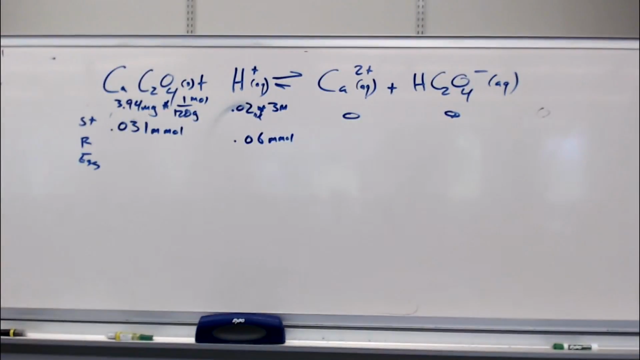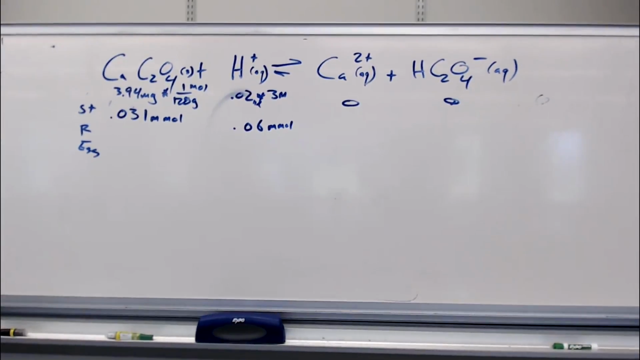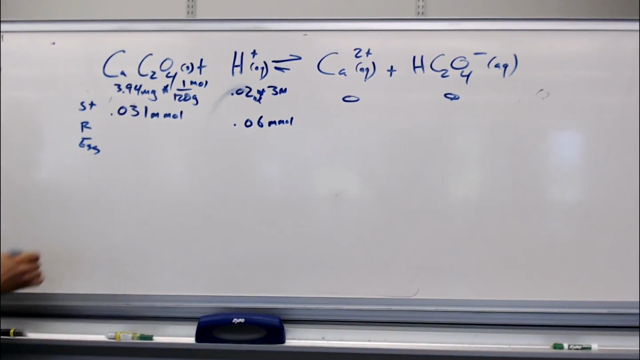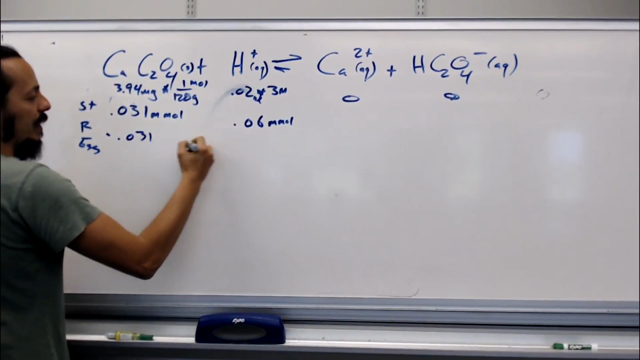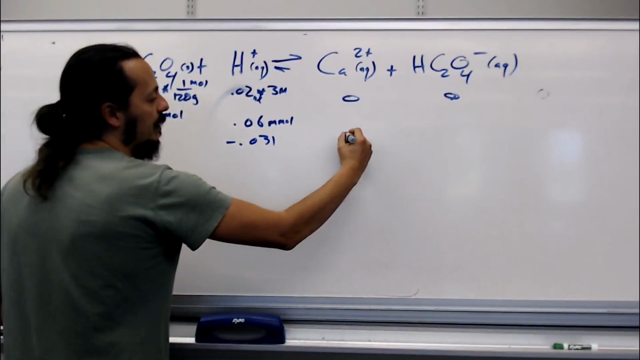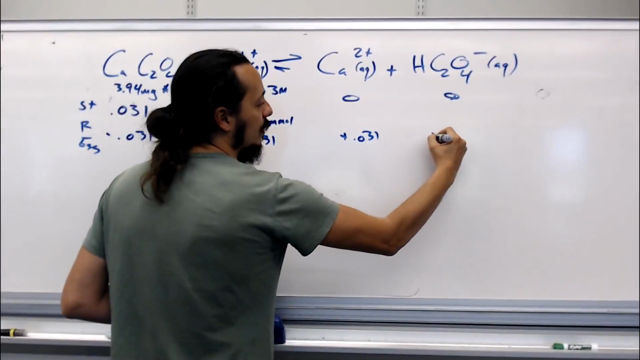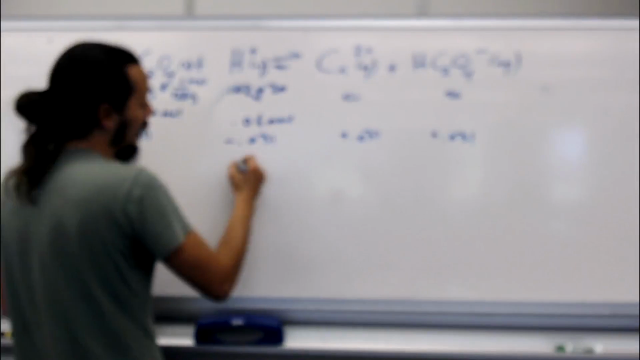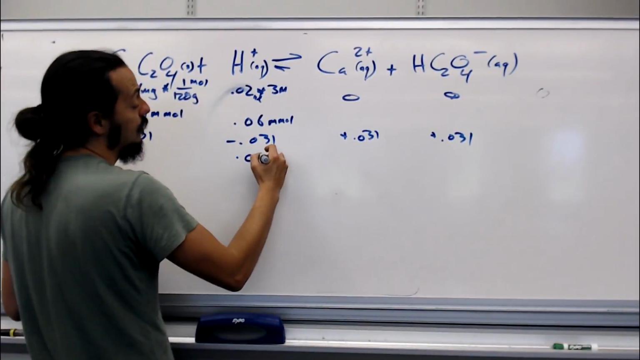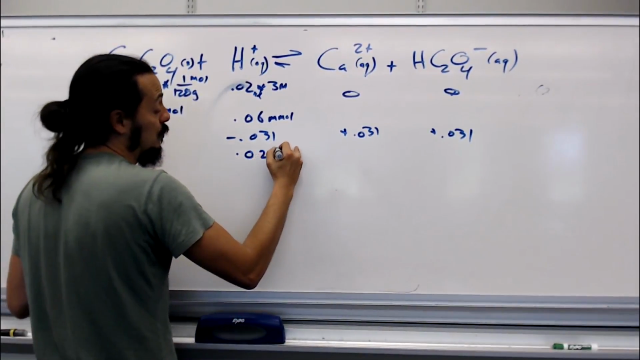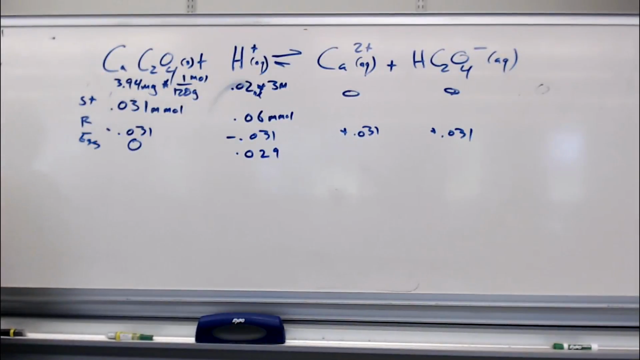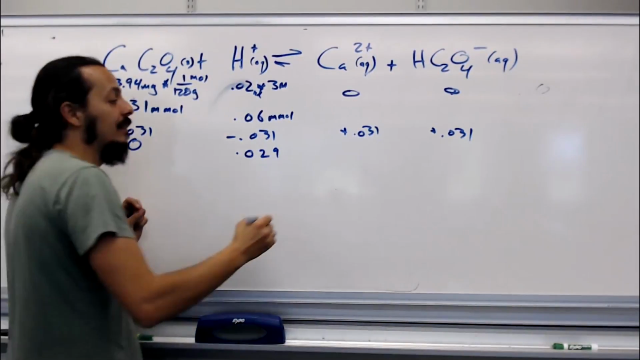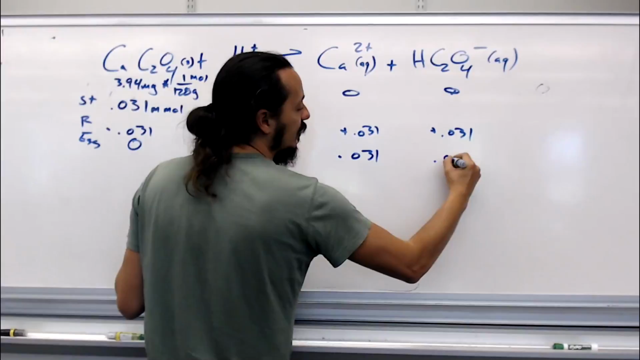Notice in this case, the calcium oxalate is clearly the limiting reactant, doing this in a one reaction step. So I'm going to have minus 0.031, minus 0.031, plus 0.031, plus 0.031. I'm going to get 0, and I'm going to get 0.029. 0.031, 0.031.